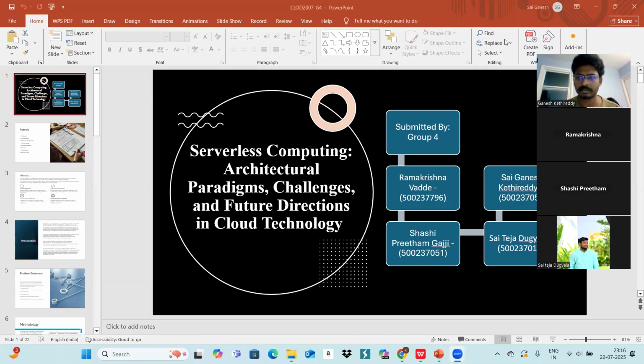I am Ramakrishna and I will start off with the abstract, introduction, and problem statement, setting the stage for why serverless computing is transforming the cloud landscape. This topic is incredibly relevant today because as more organizations move to the cloud, there is a growing need for scalable, cost-efficient, and developer-friendly infrastructure. Serverless computing addresses many of these demands.